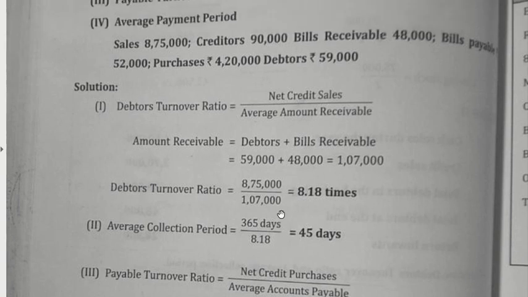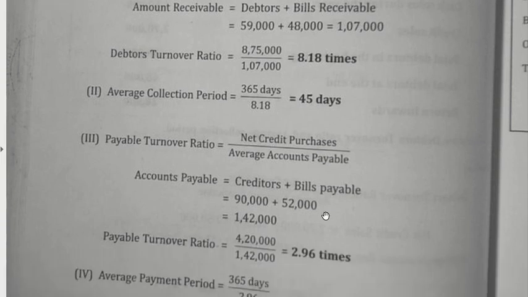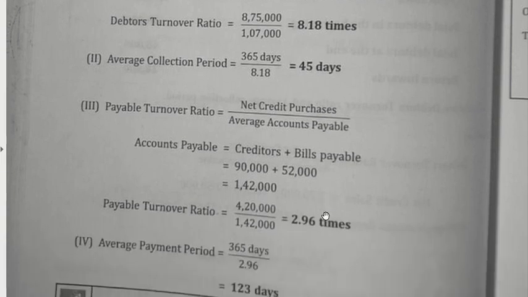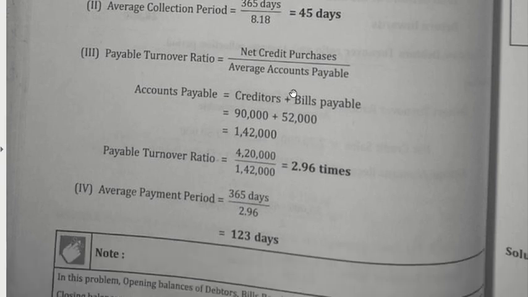So debtors turnover ratio is sales divided by average amount receivable. 8,75,000 divided by 1,07,000, which is 8.18 times. Second, average collection period. So average collection period is 365 days divided by debtors turnover ratio, which is equal to 365 days divided by 8.18, which is 45 days.